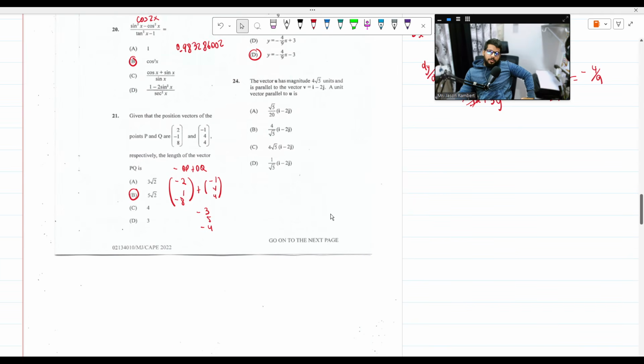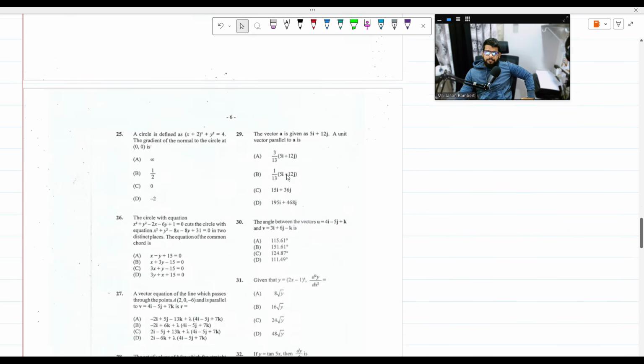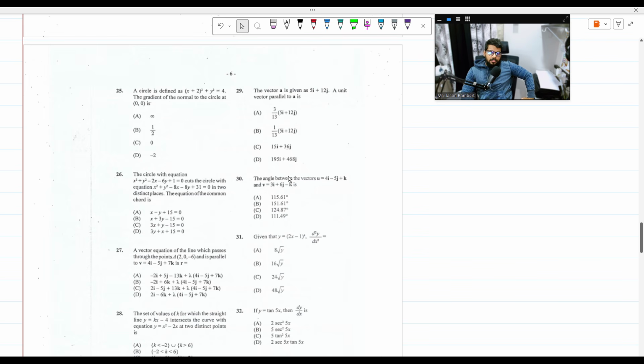Alright, so 24 is a repeat. The only one of these options that is a unit vector is going to be part D. A circle is defined as this, the gradient of the normal to the circle. So if I'm not mistaken, this gradient would have been 0. Let's do it over. The center is going to be minus 2, 0. And the radius, yes, we drew this one here.